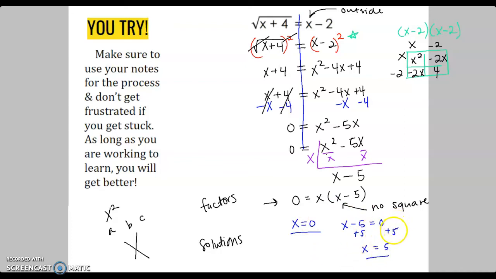All right, so I've got my possible solutions. What am I going to be doing in order to see if both of these are true? Well, I need to check it. I need to plug it in.